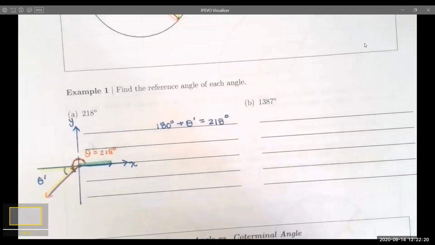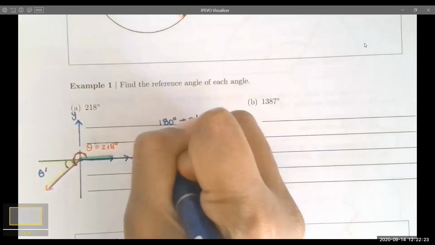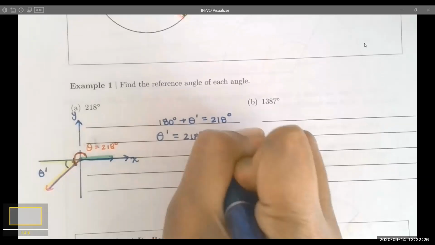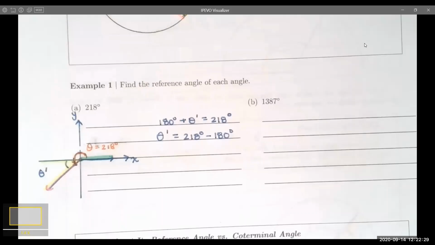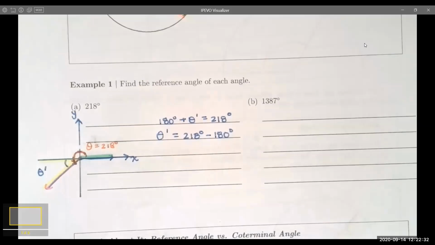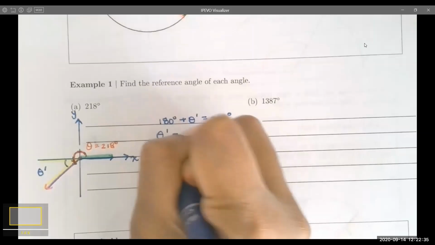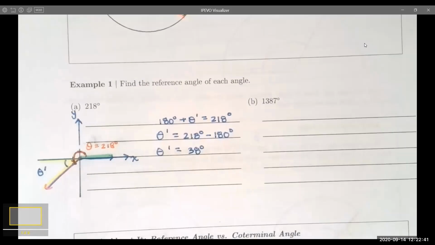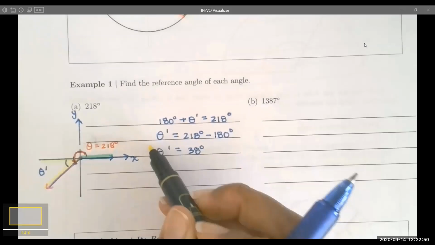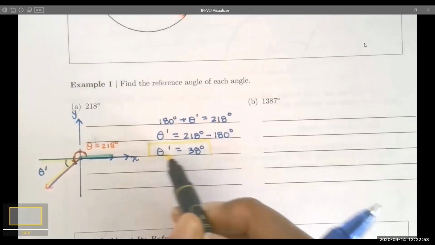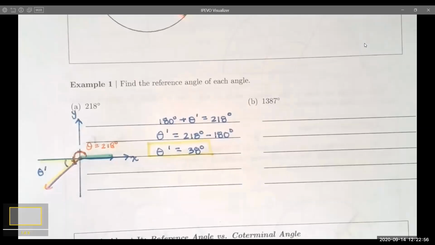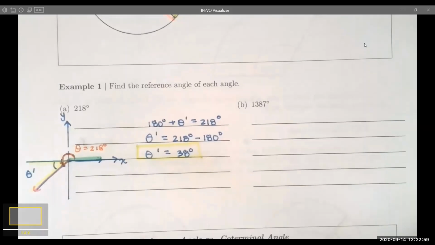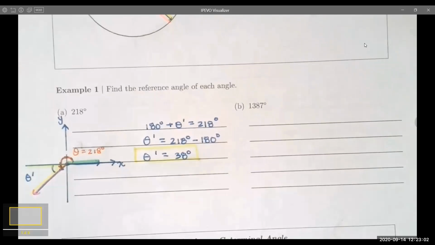So now I can solve for theta prime by subtracting away 180 from both sides. And we get 218 minus 180. If you punch that into your calculator or you do some mental math, that is going to be 38 degrees. And so that would be the reference angle. Now for example number 1b, that one is a little bit trickier because it's a large angle, which means we're going to be completing more than one cycle. In fact, we're going to be completing more than 2 cycles.